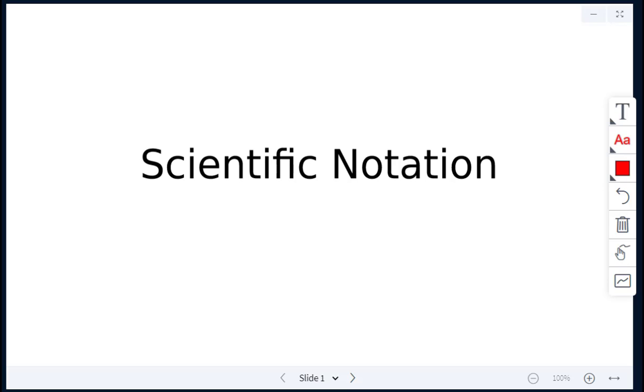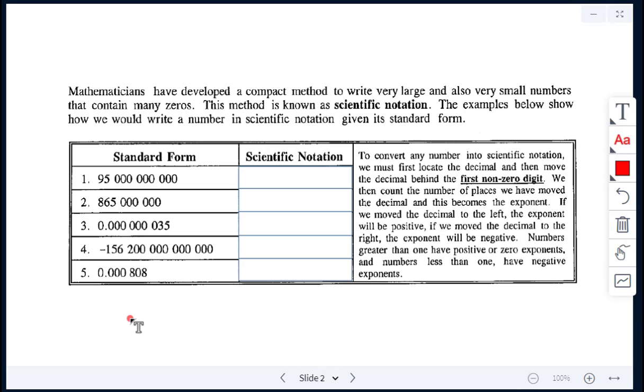Today we are looking at scientific notation, and this is a method that mathematicians have developed. It's a compact method to write very large and also very small numbers that contain many zeros. So we'll go through some of these examples to show you what happens to the decimal point. So let's just go over the rules given right here.